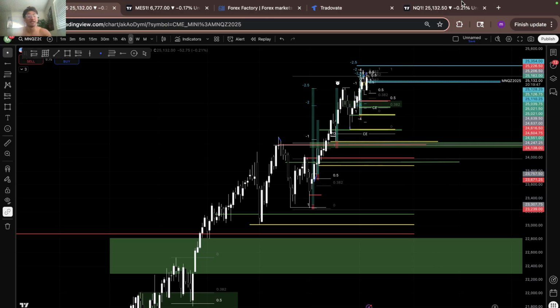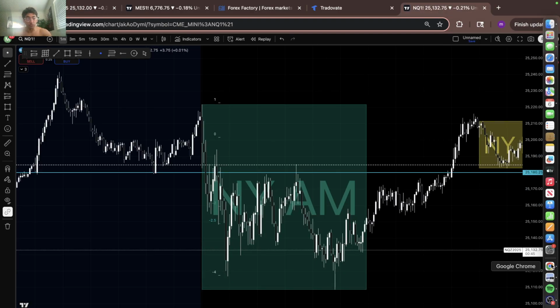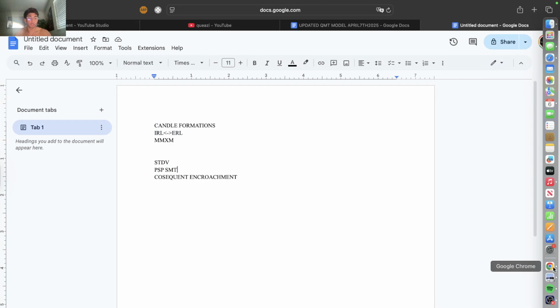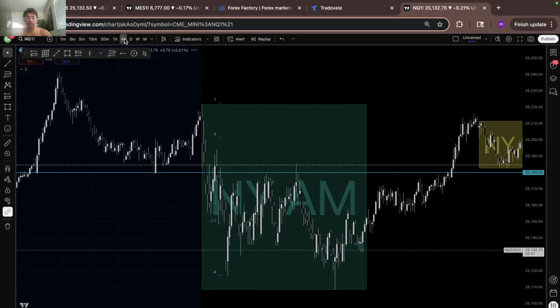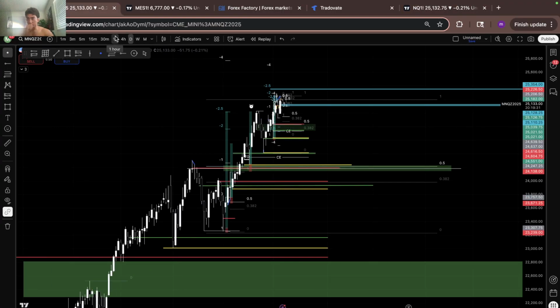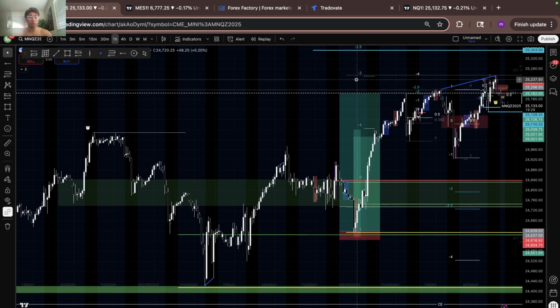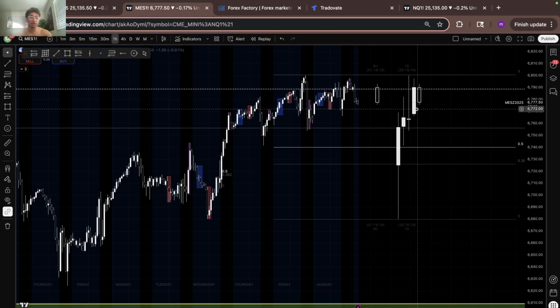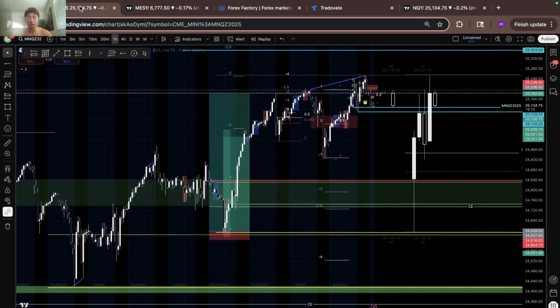Holy fuck, I sold. Anyways, the next confluence, and this is also something I recently learned, is called a PSP SMT. You guys already know what an SMT is, when one correlated asset will sweep a liquidity while the other won't. So for example, right now, as you can see, this is Monday. NQ has swept previous week Friday high. ES has not. So that's an SMT. What a PSP SMT is, is when a candle will close differently.